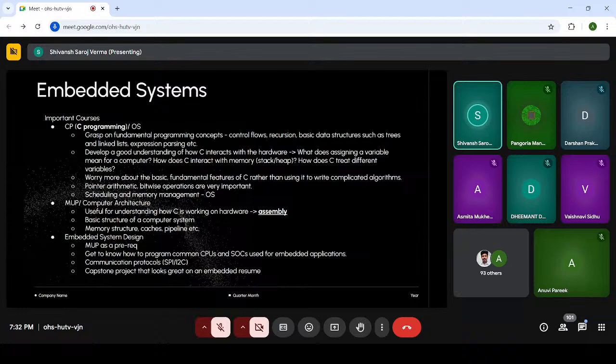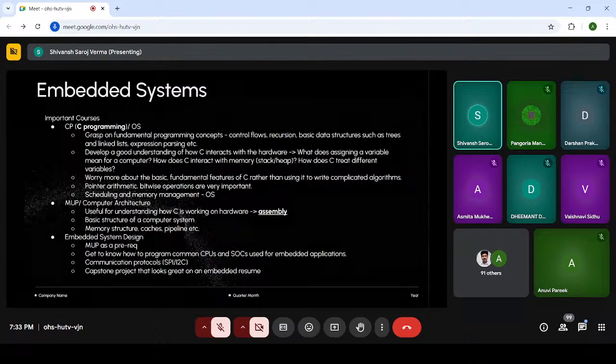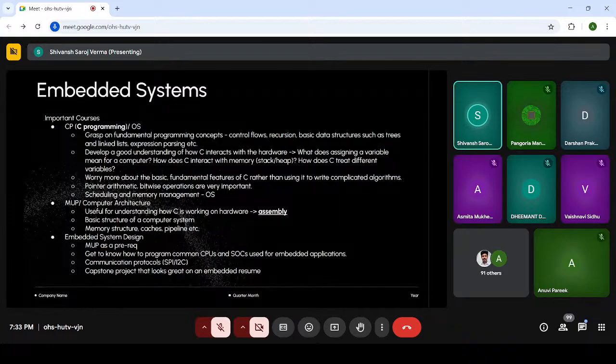So the first important course is obviously C programming, and CP in the first year mostly gives you a great introduction. Again, you should have a grasp on fundamental programming concepts. You should know how a C program operates, like control flow, recursion, all of that. I've only listed basic data structures, trees and linked lists. You do not need to go to graphs. I think that's proper DSA, something you will do for IT.